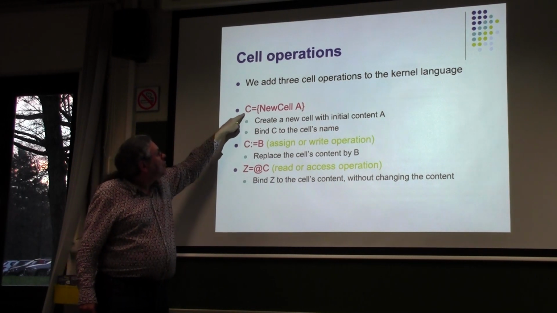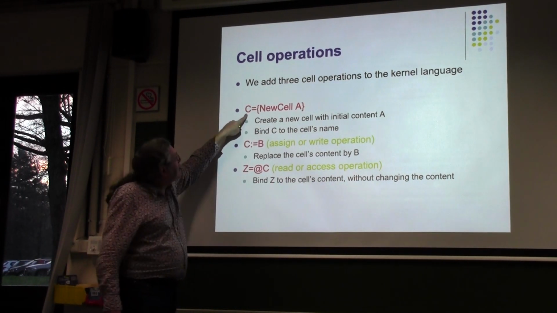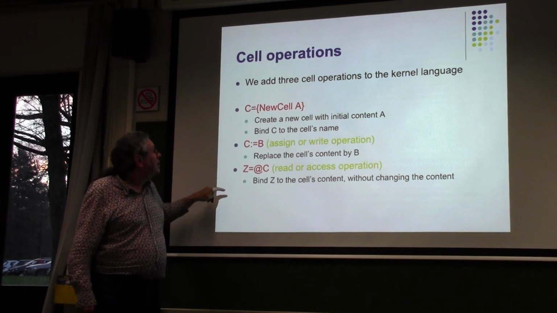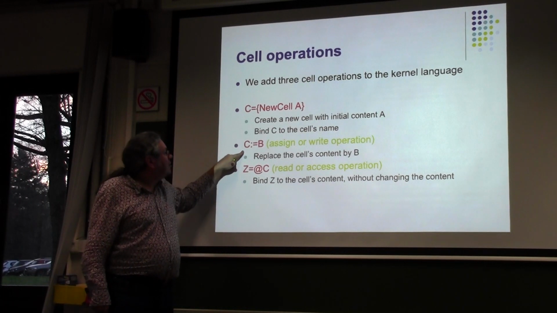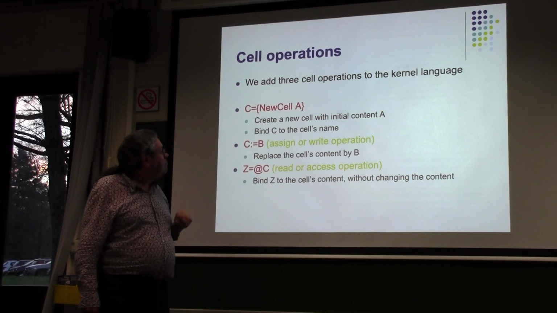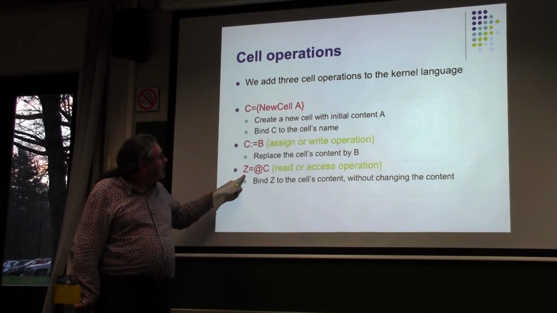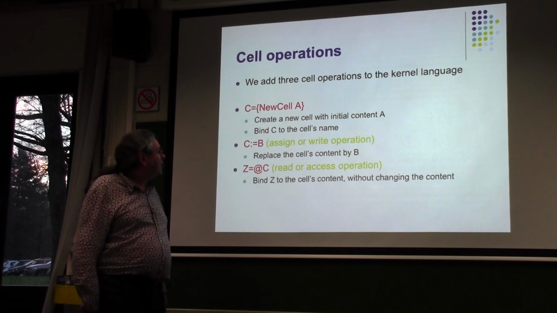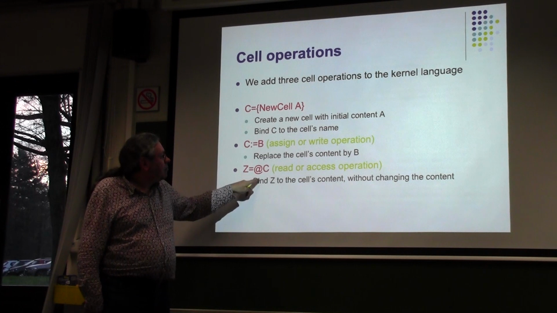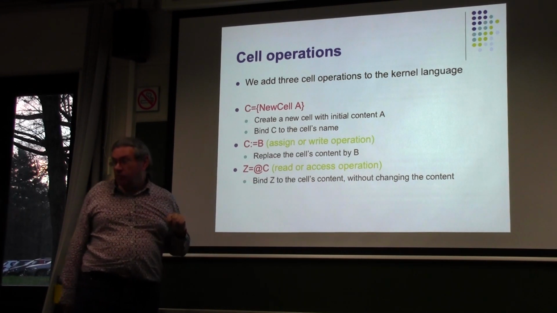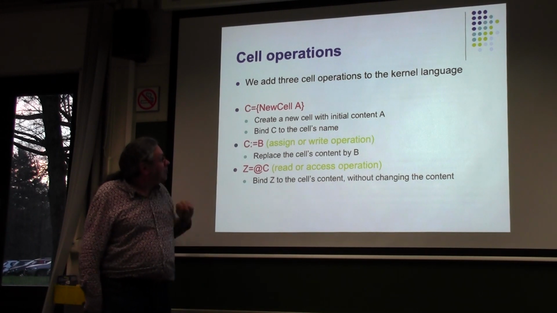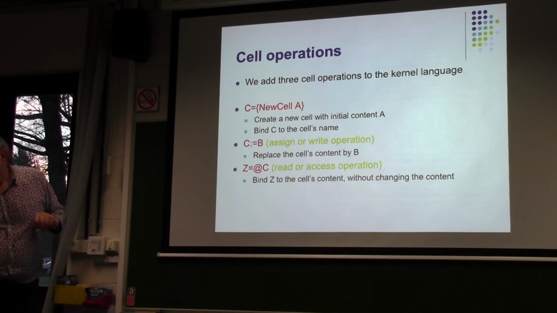Create a new cell with initial content A, and C is bound to the name of the cell. So that's a constant. C is a constant. And then you have the assignment operation, which replaces the cell's content by a new content, B. And then you have a read operation, which I also call access. So Z is bound to the content of the cell, but this content is not changed. Okay? So those are the three operations: creation, assignment, and access.